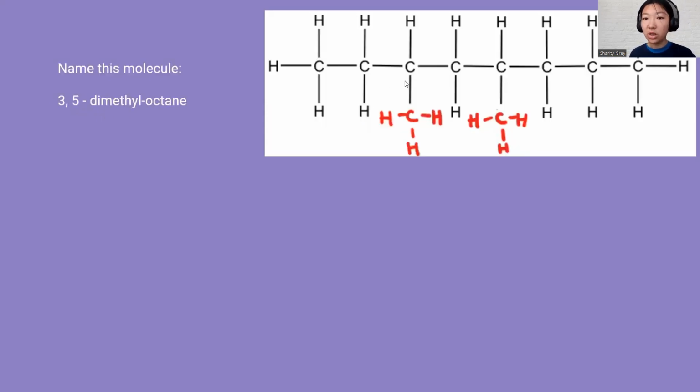And we can see right here that, yeah, this is what we have. We have it on the 3rd carbon and we have it on the 5th carbon. And we can see if we count it from the other way, you would have it starting from the 4th carbon and then the 6th carbon. So that is a higher number. So we want to keep the lower number. So that's why we're doing 3,5.